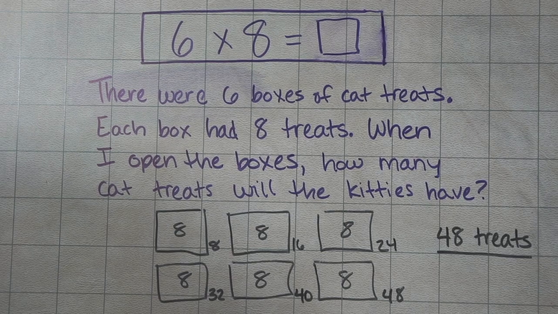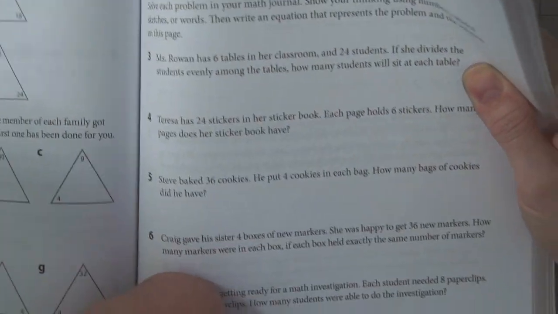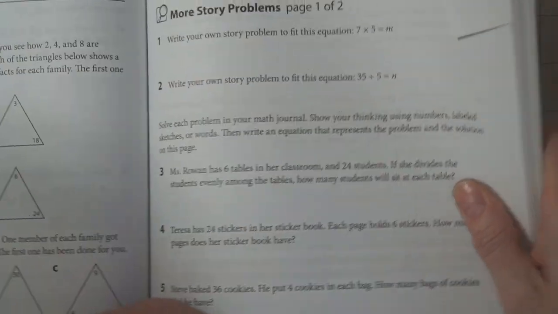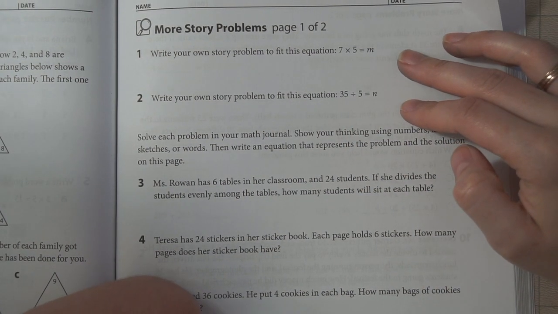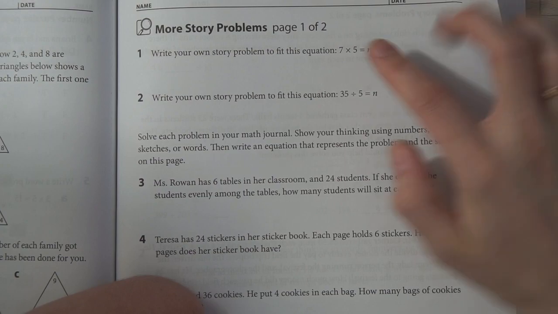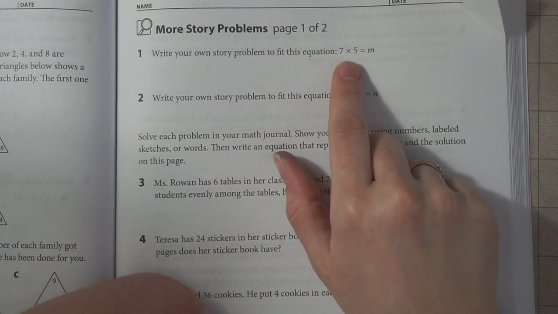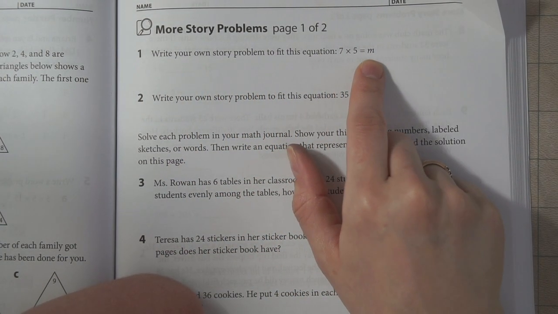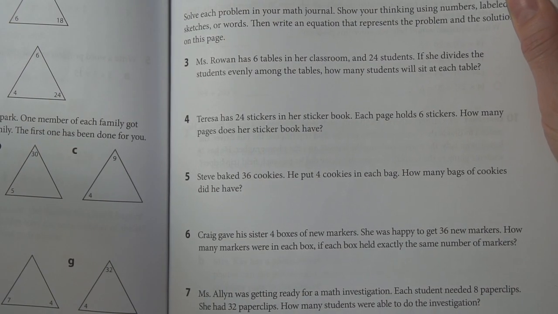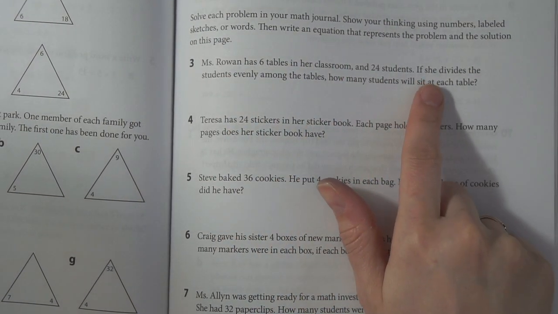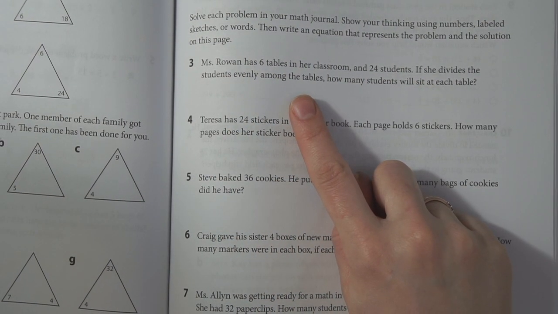All right, let's take a look at our workbook pages for this week. You're going to be doing page 163 and 164. As you can see, 163 starts with write your own story problem to fit this equation. That's what we just practiced. The rest of that page is classic story problems. They tell you the story and you need to write the matching equation and solve it.